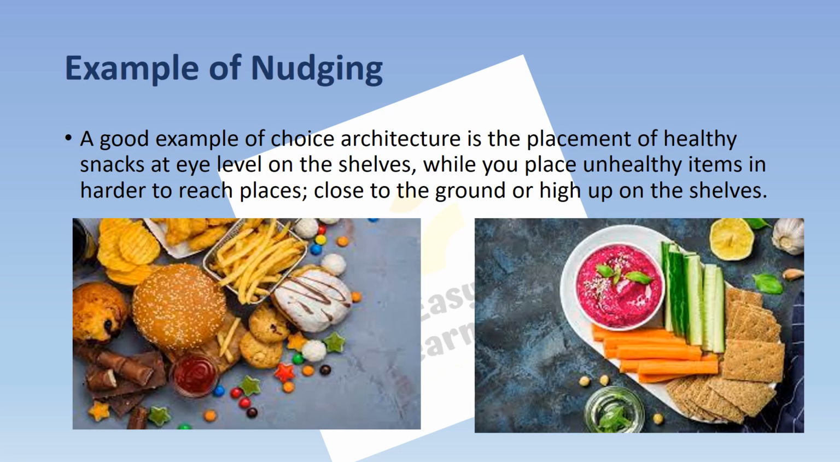Example of a nudge. In the given diagram, we can see there's a burger, French fries, and so many junk foods, and along with it there's food consisting of salads, some dips, and some healthy options. So a good example of choice architecture is the placement of healthy snacks at the eye level of the shelf, while you place the unhealthy items in a harder-to-reach place, close to the ground or high up on the shelf.